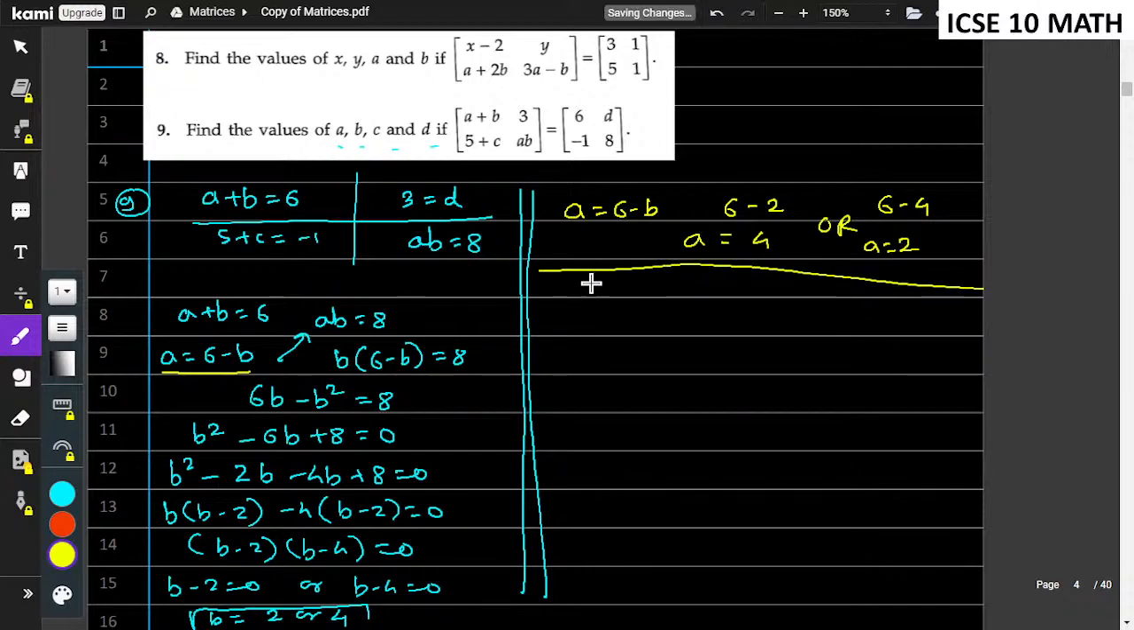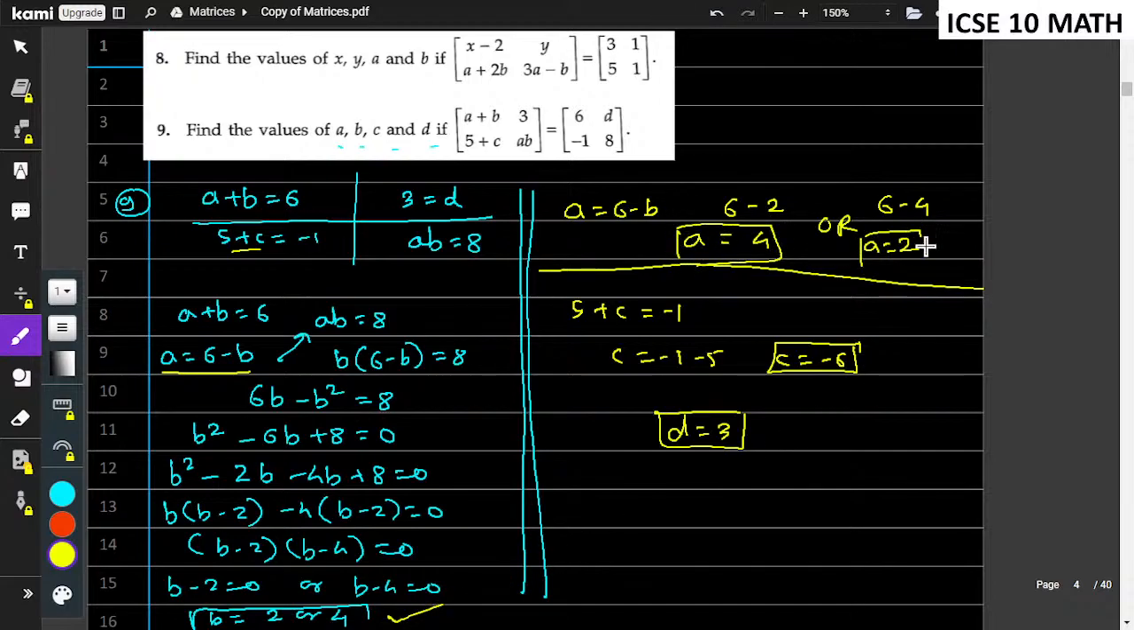Now let's focus on c and d. So for c we have equation here, 5 plus c is equal to minus 1. So let's take 5 over there, c is equal to minus 1 minus 5, c is equal to minus 6. And d is already given, d is equal to 3. So you got all the values for b, a, c and d.